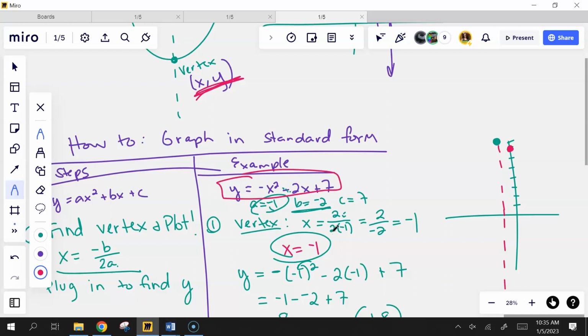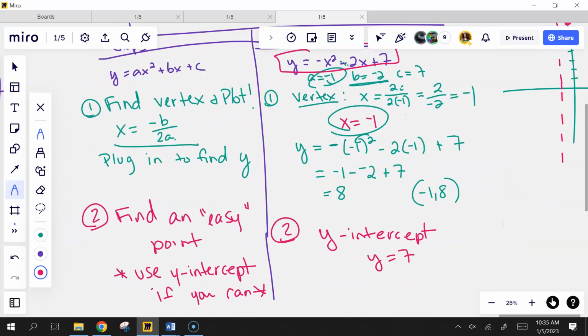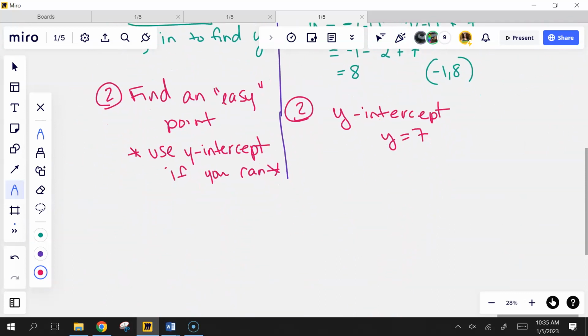Once you have your easy point, the third step's my favorite. I'm going to coin this phrase. Yep, just plot it. This one was easy because we used the y-intercept. If you can't use the y-intercept, it's not nearly as easy. Okay. This is my favorite.